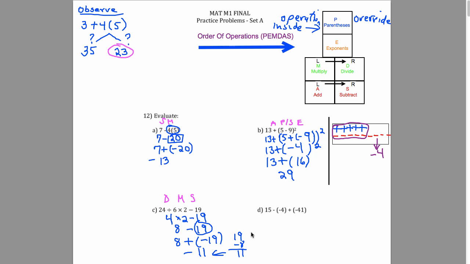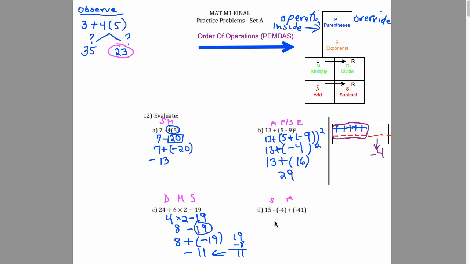What are the operations in 12D? We see subtraction. Now, if you say this out loud, you're saying 15 subtract a negative 4. So there's no operation here with the negative 4. That's just a number to subtract. So you're subtracting 15 subtract negative 4. And we're adding to that a negative 41. So the two operations are subtraction and addition.